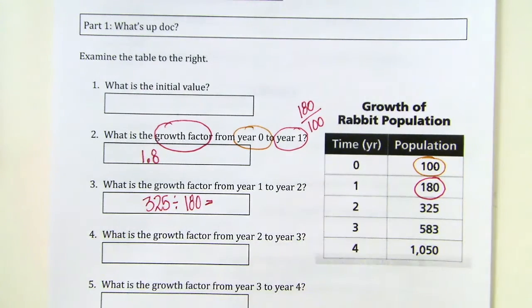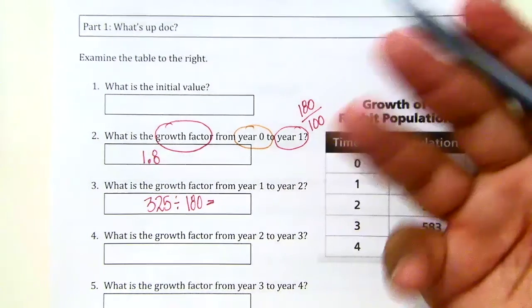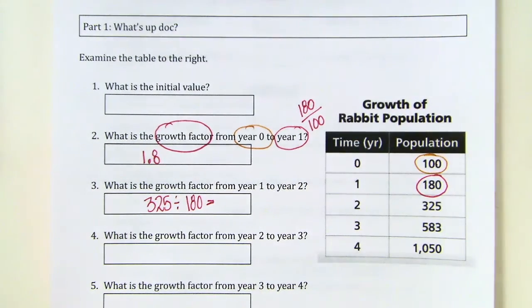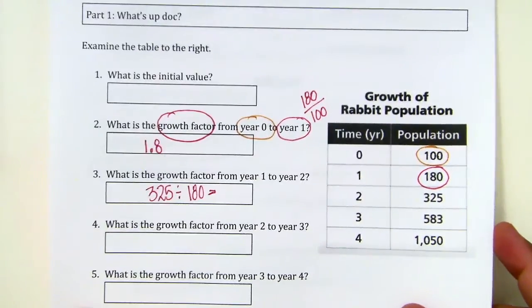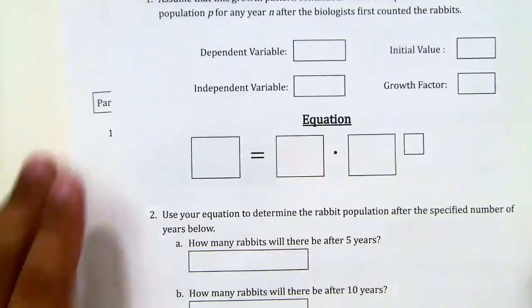The idea is that we want to see what's the growth factor from year to year. Do we always get the same number? If not, why not? What do you think might be going on here? Okay, so pause the video, work those out, then meet me on the next page.